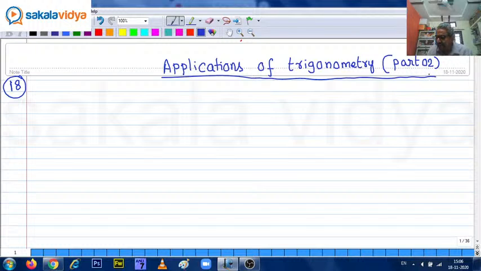So in the morning session we completed up to 17 problems. Today we shall continue up to 18 problems.